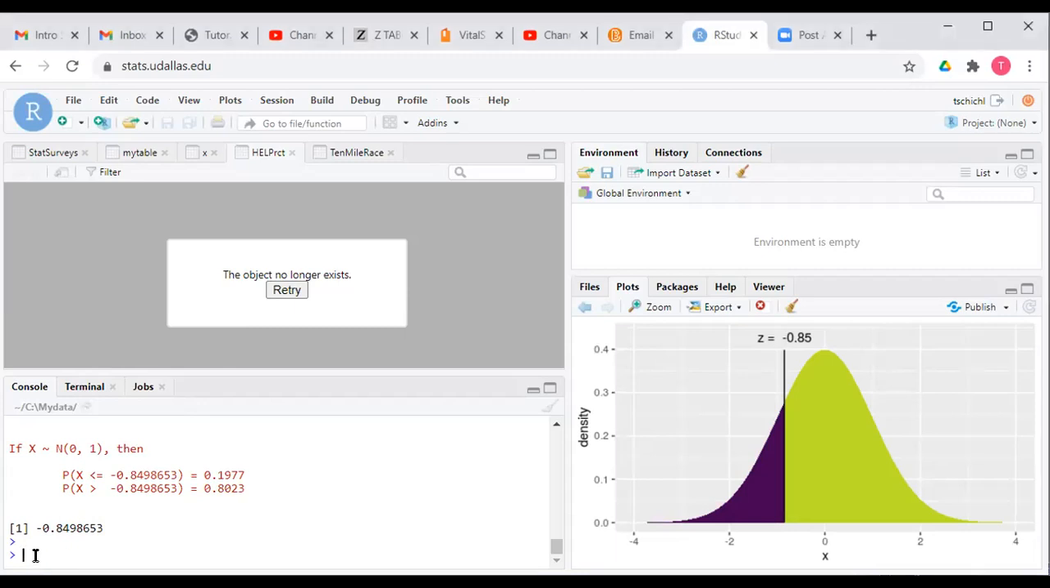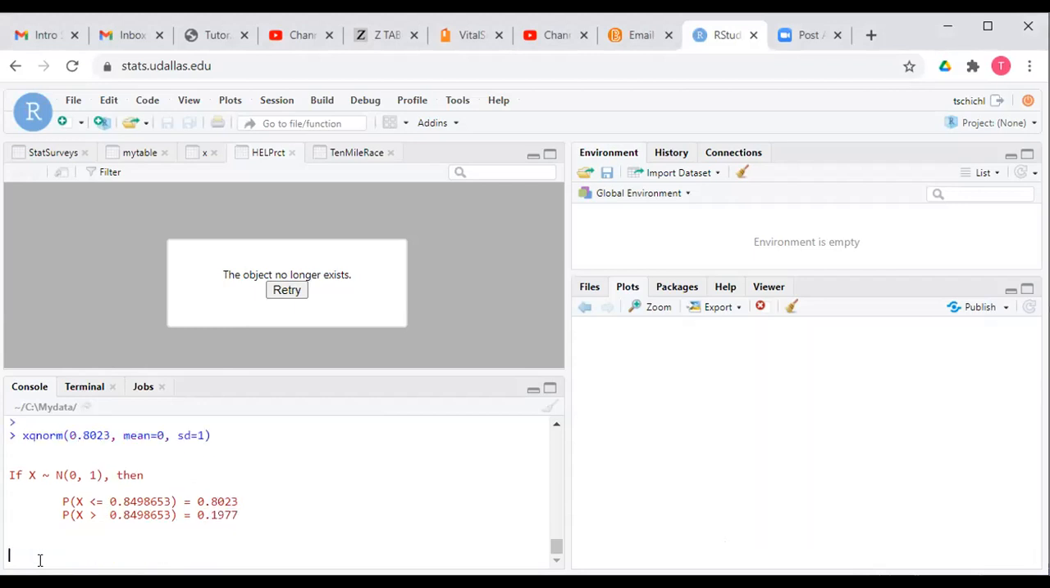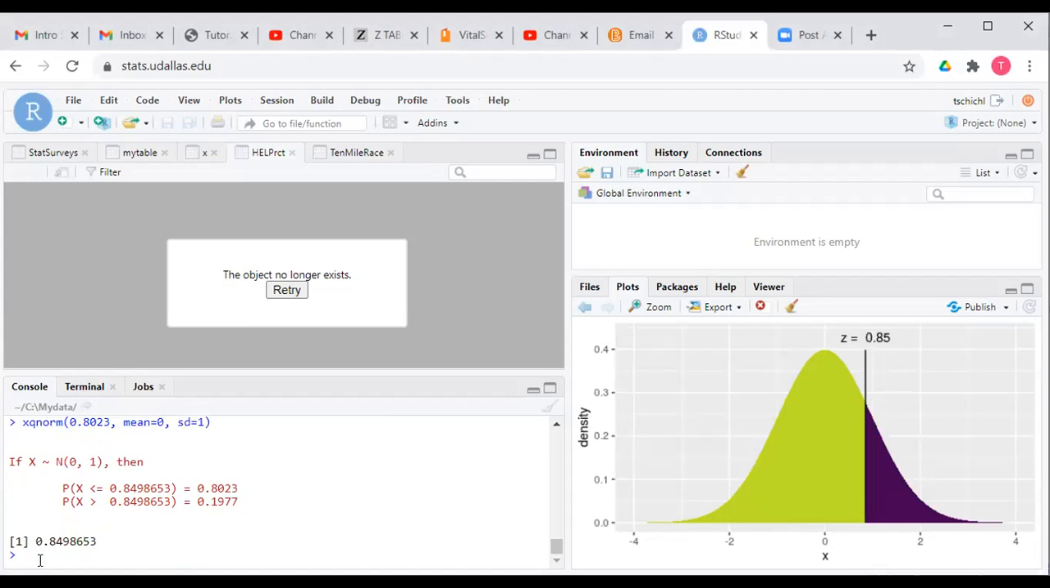So now this one is pretty easy. You just say XQNORN, and you put the area. Remember, it's the left-hand side area, so it's a point A0 to 3. Then you have a mean equal to 0, and you have a standard deviation equal to 1.